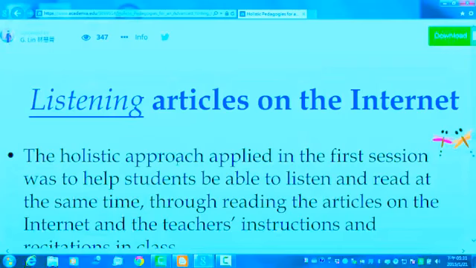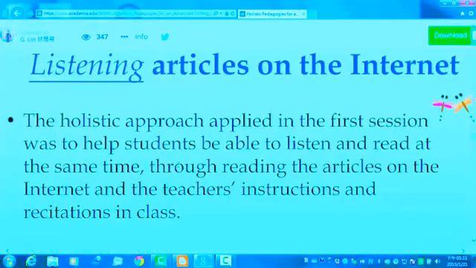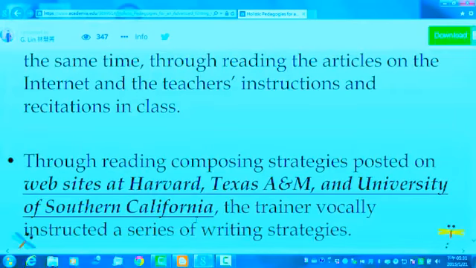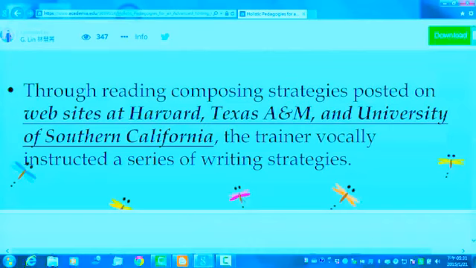Listening to articles on the Internet. The holistic approach applied in the first session was to help students to be able to listen and read at the same time through reading the articles on the Internet and the teacher's instruction and the recitation in class. Through reading composing strategies posted on the websites of Harvard, Texas A&M, and the University of Southern California, the trainer vocally instructed the series of writing strategies to students.